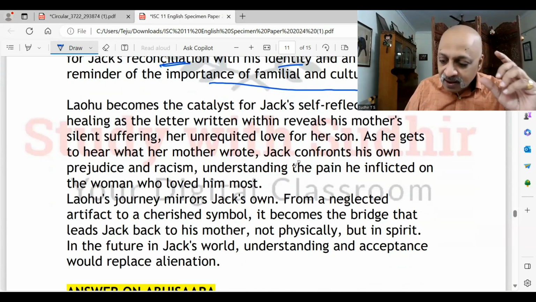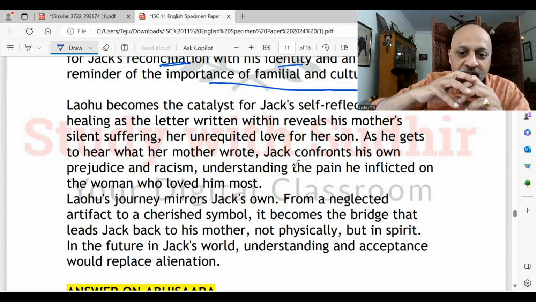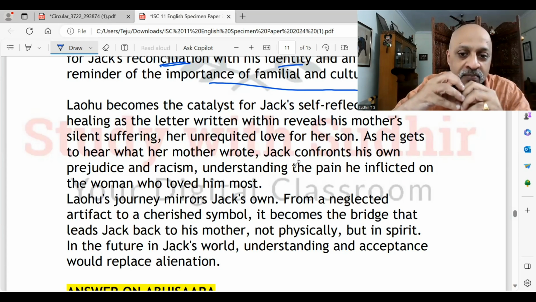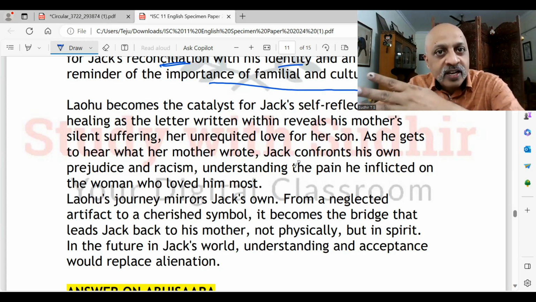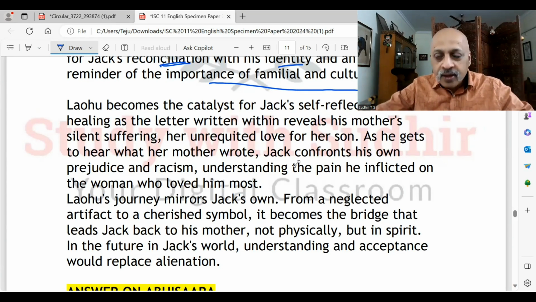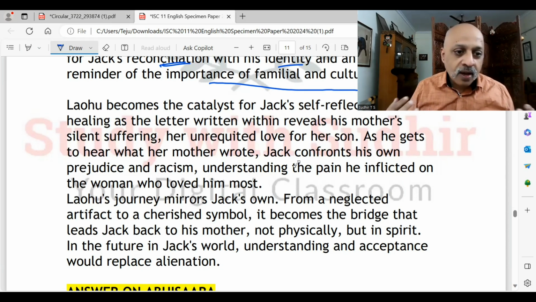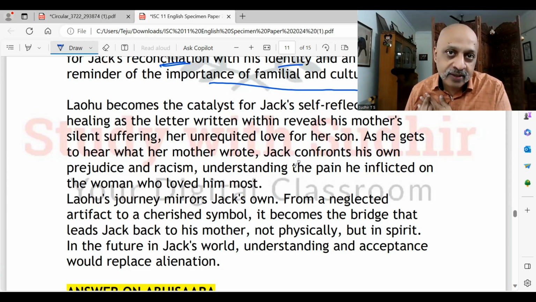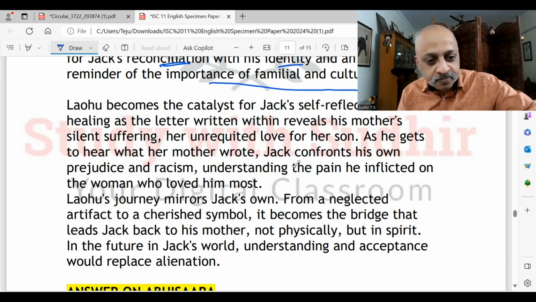So, in that sense, the paper tiger is like a symbol, an extension of Jack. It is a neglected artifact, but now it becomes a cherished symbol. It becomes a bridge that takes Jack back to his mother. Of course, not physically because she's dead, but in spirit. So in the future, in Jack's world, there would be more understanding of his mother. There would be more acceptance of his mother's life and philosophy and he would not feel alienated. I love this story. Even now, when I'm saying all this, I get goosebumps.